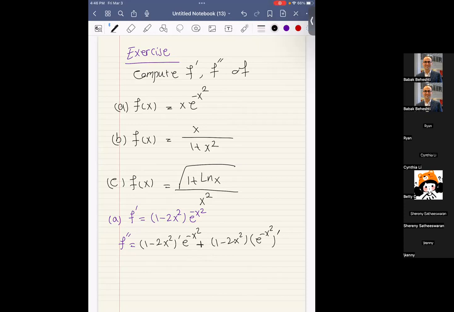Okay, so now let's do it. What is the derivative of 1 minus 2x squared? Negative 4x. And then you just multiply it by e to the minus x squared. Now, what is the derivative of e to the minus x squared? So the derivative of e to the power u is u prime times e to the power u. So here you have to compute the derivative of minus x squared. The derivative of minus x squared is minus 2x.